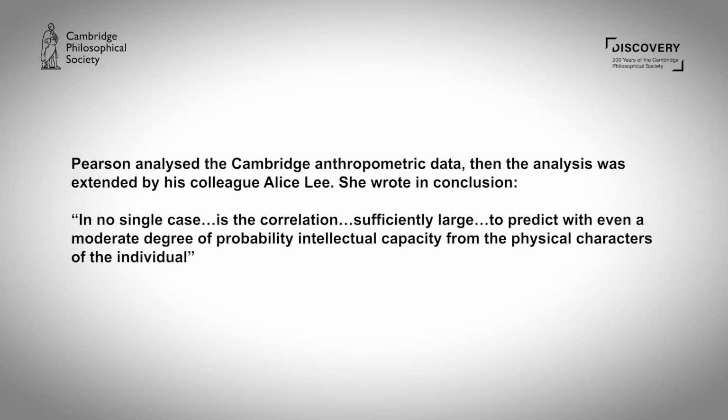And here is what she wrote in her conclusions of the study: that in no single case is the correlation sufficiently large to predict with even a moderate degree of probability intellectual capacity from the physical characters of the individual. So they didn't agree with Venn's preliminary investigation of this data. There was no clear correlation. Bad news for Cambridge College interviewers. You can't predict who's going to get a first-class degree simply by measuring the size of their head when they come in. There is no reliable correlation.